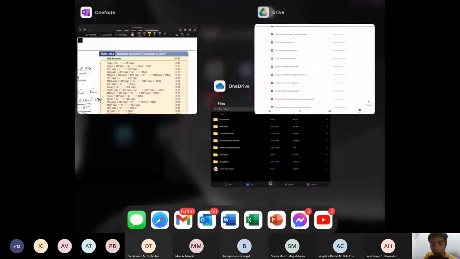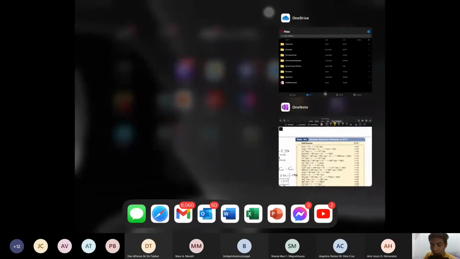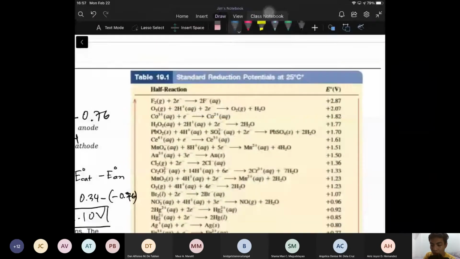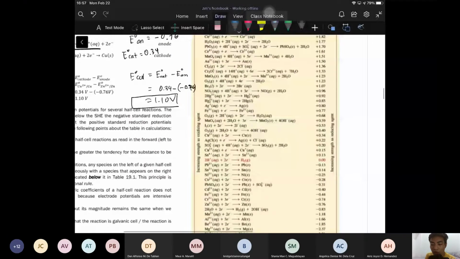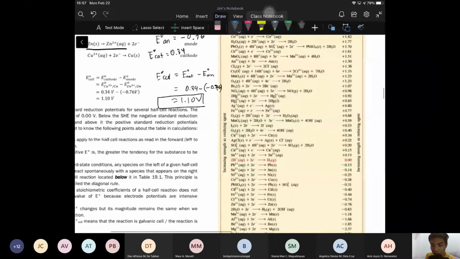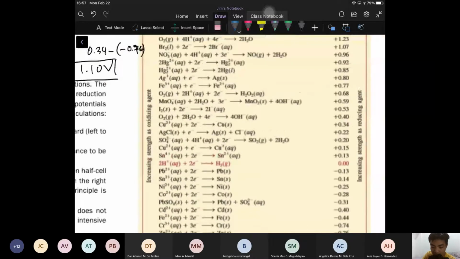No? Pag hindi kayo sure, you can solve for the cell potential, for the E value. Although, it will be more convenient no, to just use the diagonal rule. No? So that means, for example, this can react with this. Okay. So dun siya pwede mag-react sa mga nasa bottom right. No? So yun, spontaneous yun.